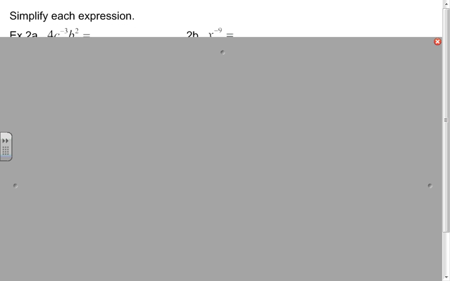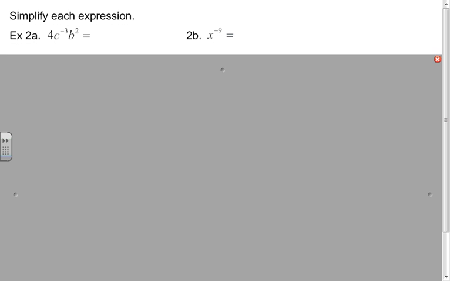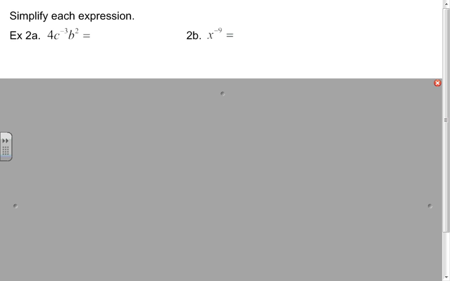So again, simplify each expression. What we said on the previous screen is we have to figure out how many parts there are. Example 2a has 3 bases, or 3 parts. There's the 4, the c, and the b. Now, I know what the exponent is on the c, -3. I know that the exponent on b is a 2. But 4 doesn't have an exponent. Anything that doesn't have an exponent is really a 1.